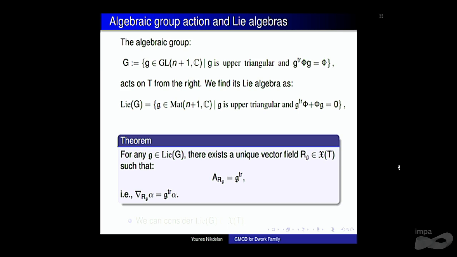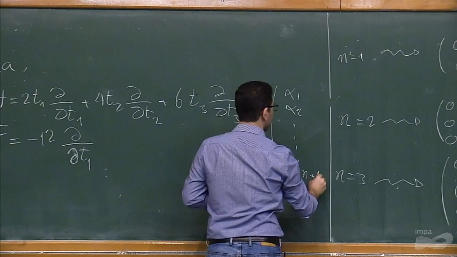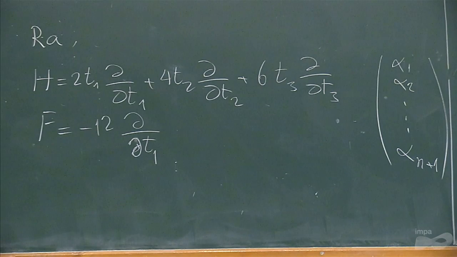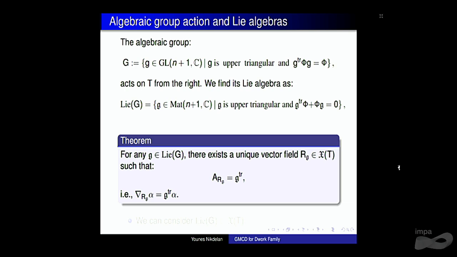And we can find its Lie algebra, which is again the space of upper triangular matrices that satisfy this equation. So for any element of this Lie algebra, we find a unique vector field again on the enhanced moduli space that satisfies this condition. The composition of the Gauss-Manin connection with the vector field, this alpha, is exactly this matrix, alpha 1, alpha 2. The Gauss-Manin connection matrix is given by the transpose of this element that we are taking in the Lie algebra. And the proof is exactly the same as what we do for the modular vector field.